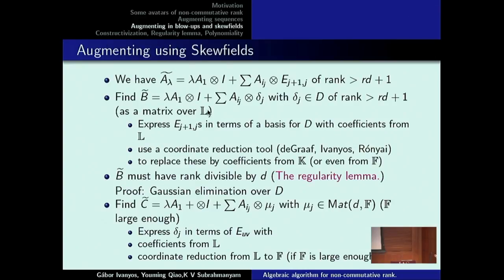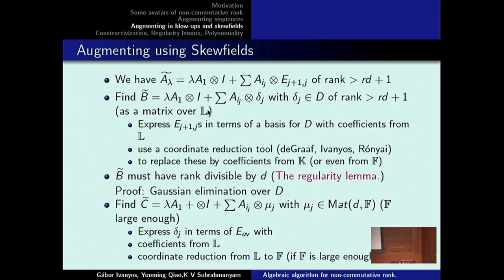Okay, so as I said, what are we going to do? Like we said, we had a matrix A1 which I tensored with identity, and I had this collection of matrices arranged in this nice way, and then I found a lambda which works, so that the rank of this matrix is slightly larger than what we started off with. We started off with a matrix A1 of rank RD, and now by this process we have increased the rank of this matrix to something strictly more than RD.